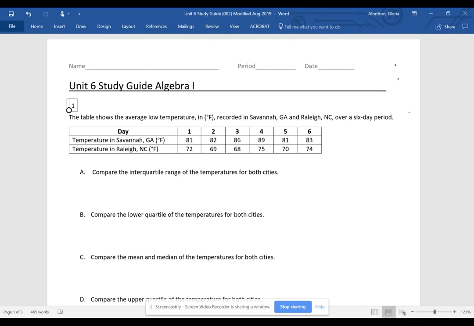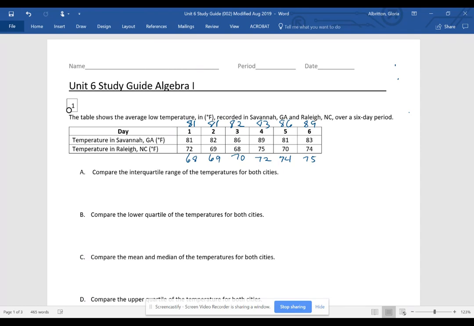So if we reorder Savannah, we're going to have 81, 81, 82, 83, 86, and 89. When we reorder Raleigh, we'll start with 68 degrees, 69 degrees, 70 degrees, 72 degrees, 74, and 75.